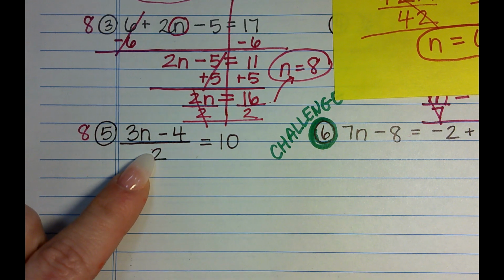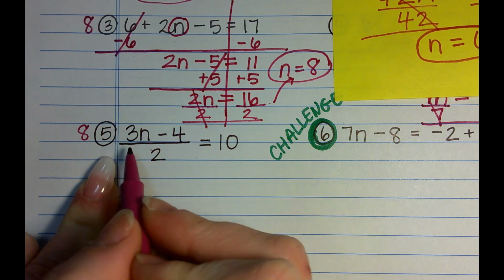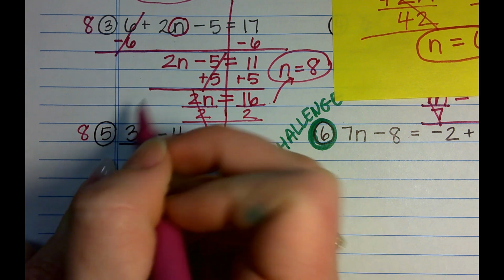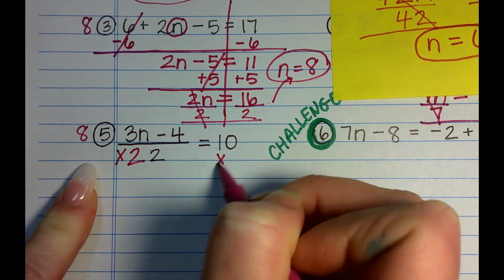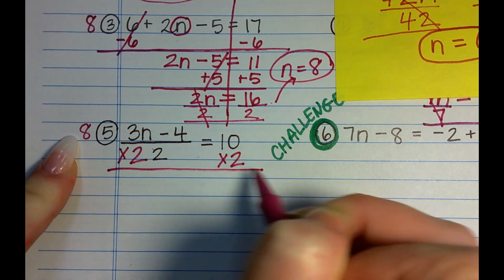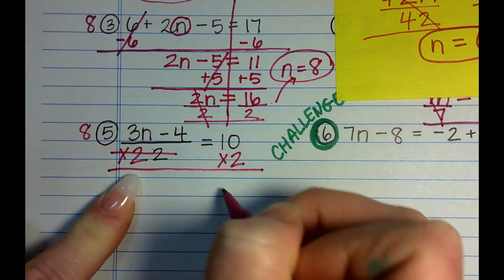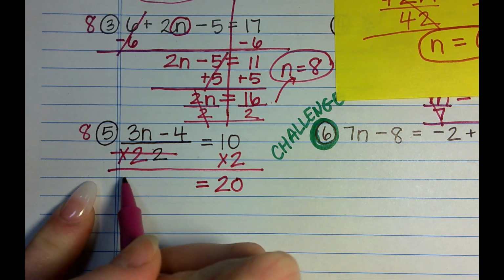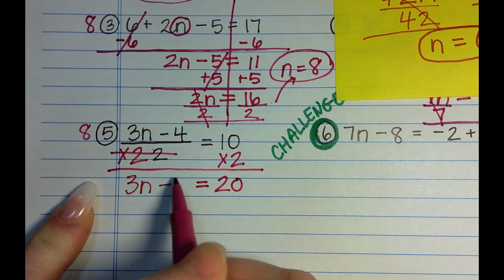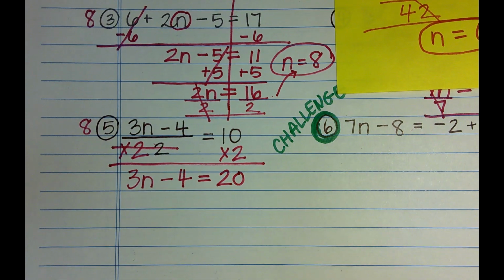We want to multiply by 2. We have 3n minus 4 divided by 2. So to get rid of division, we multiply times 2 on both sides. The 2's cancel. 10 times 2 is 20. Bring down 3n minus 4. Now you add 4 to each side.